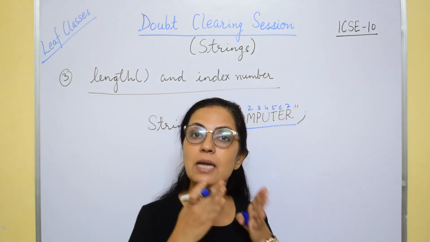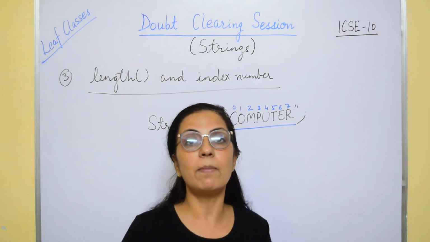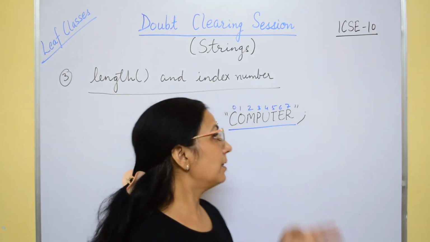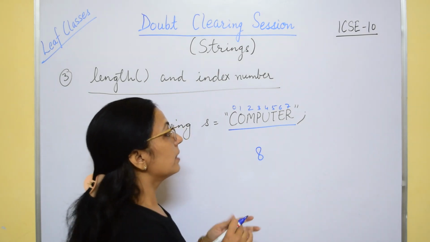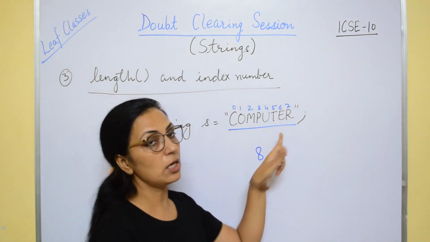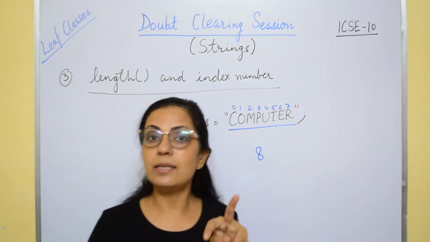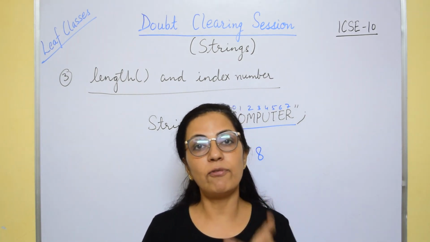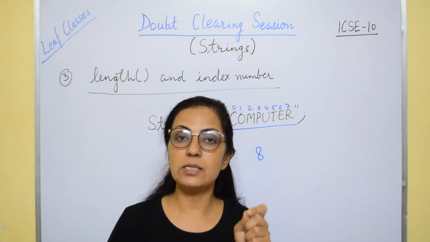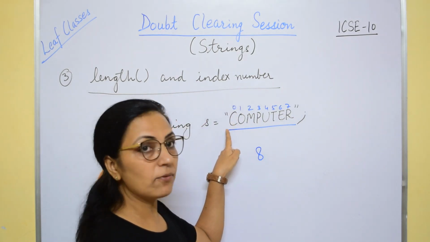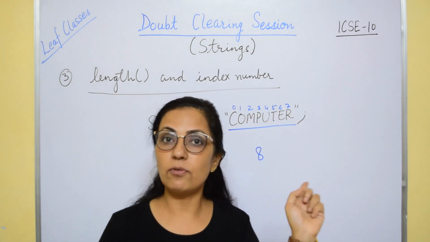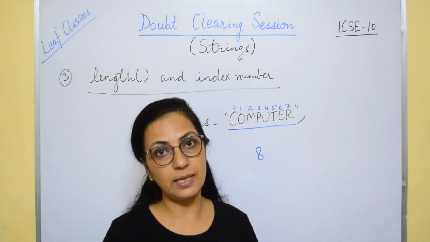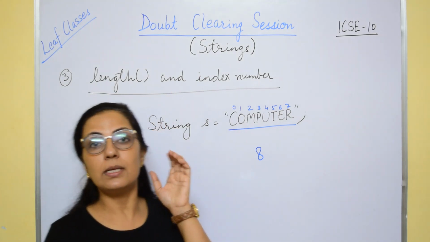Index number always starts from 0 and the last index number of any string is size minus 1, or length minus 1. Like in this case also, if length is 8, the index numbers are starting from 0 to 7. But length and index number, please don't get confused. These are two totally different things. Index number tells you the position starting from 0 till last. Starting from 0 in increasing order it goes. And length means total number of characters present in the string, right? So don't get confused with these small things.